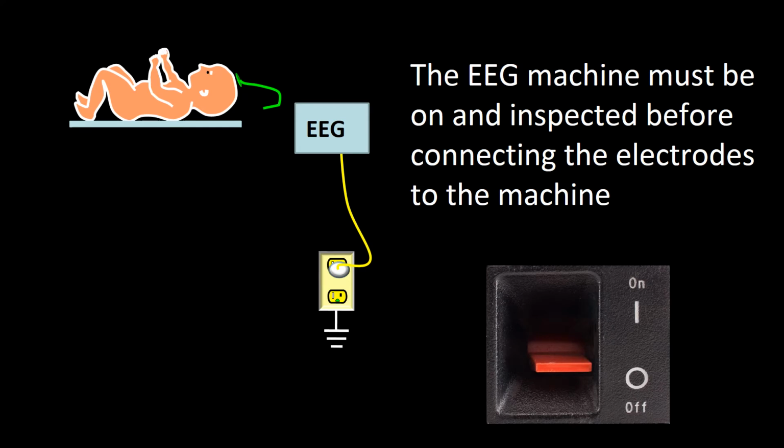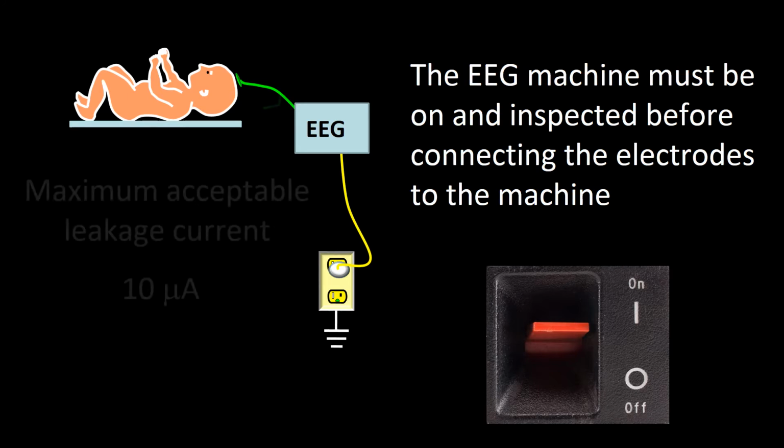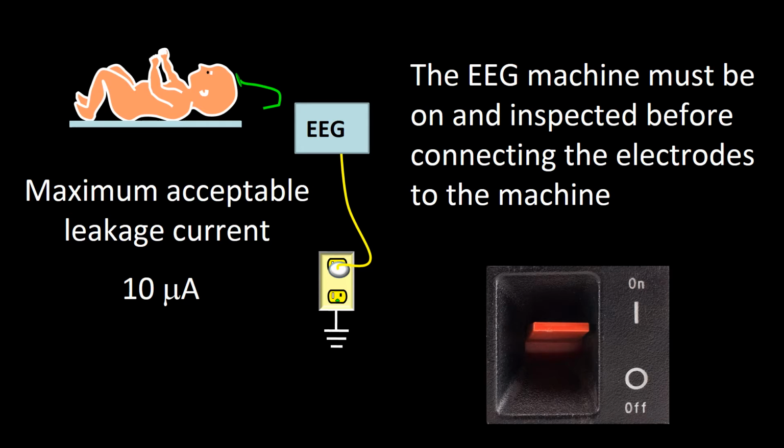The machine should be turned on and inspected before connecting the electrodes to the machine. Once the machine is on and no fault is found, the electrodes should be connected to the machine and not before. Machines used for neonatal EEG must have less than 10 microvolts of leakage current.